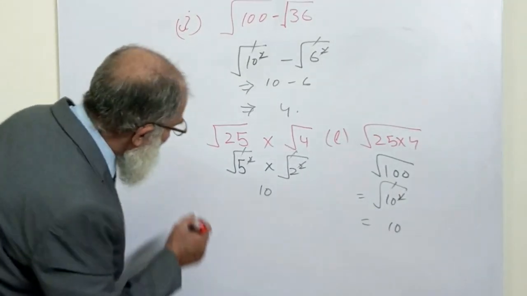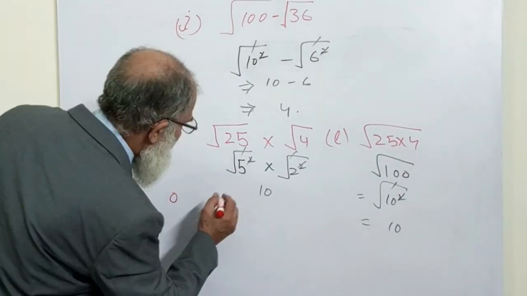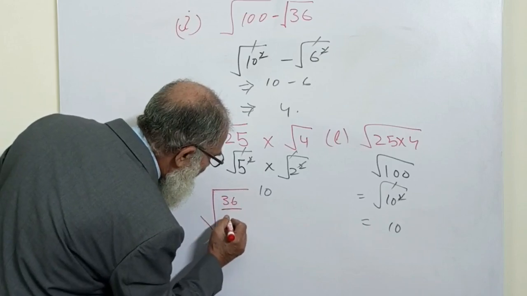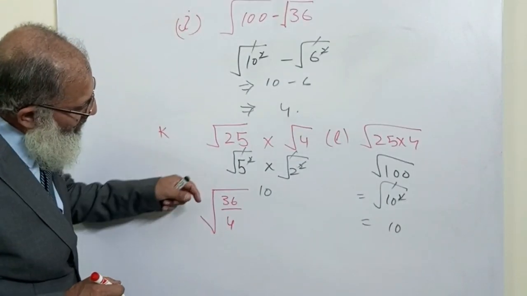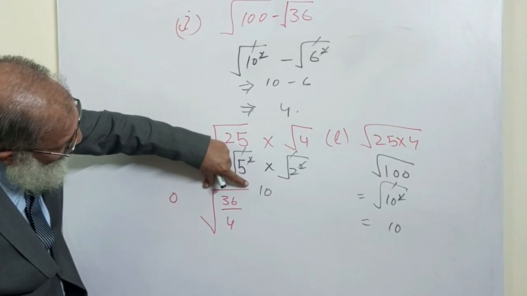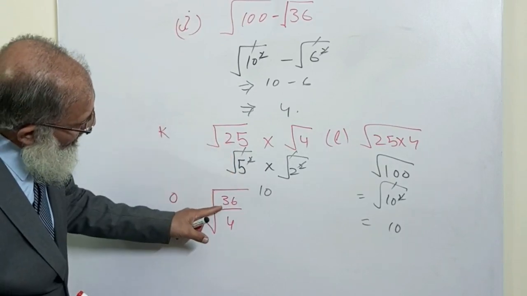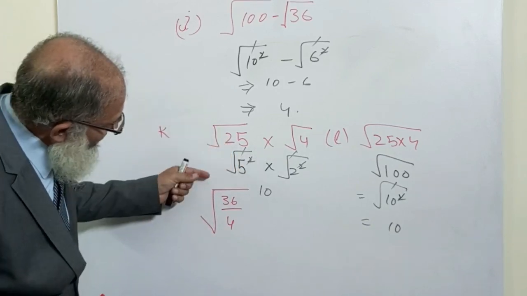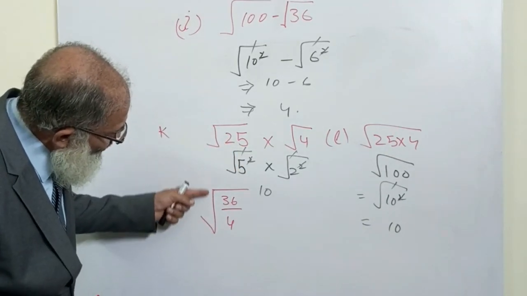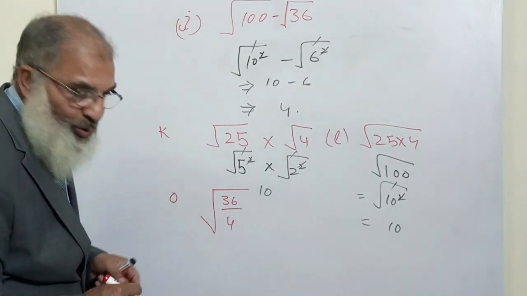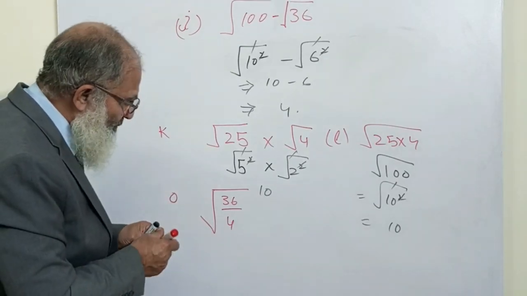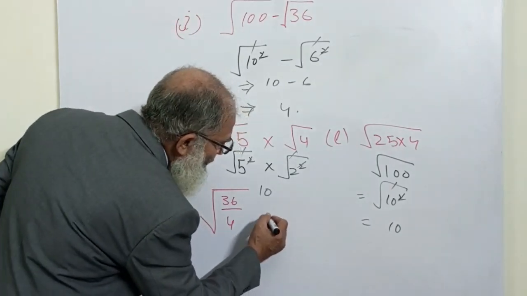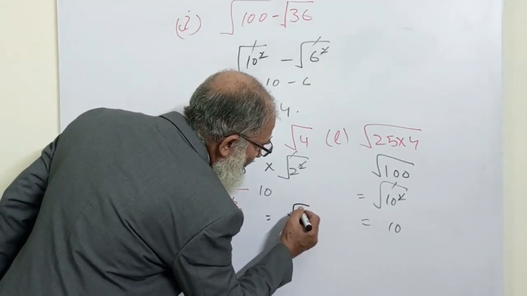Now there is also the questions on fractions. O, root of 36 divided by 4. Now as I told you to cover the whole number with this root, similarly you have to cover this whole when you are asked to do it like this. So what happens over here? It is very simple again. You can do it in this way also.